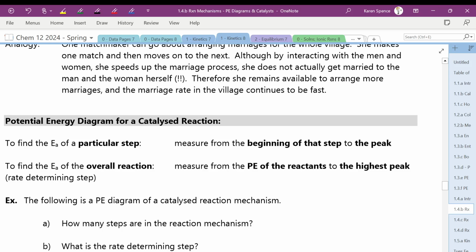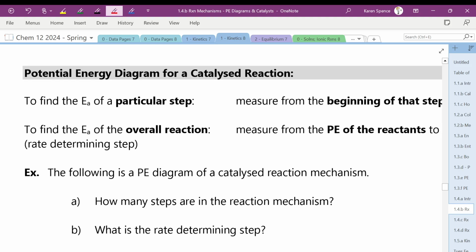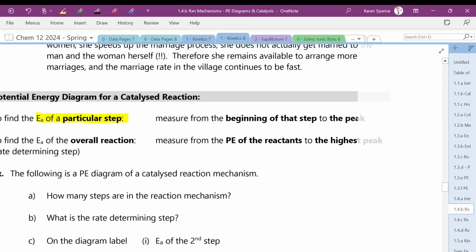So to find the activation energy of a particular step, you start at the beginning of the step and you go to the peak. But to find the activation energy of the overall reaction, you start from the reactants and go to the highest peak. Okay, so for one step, you start at the beginning of that step and you go to the peak. For the overall reaction, you start at the potential energy of the reactants and go to the highest peak.